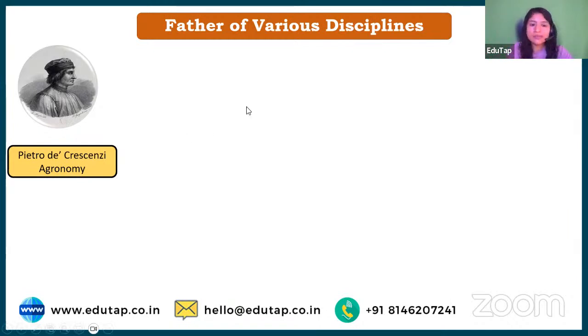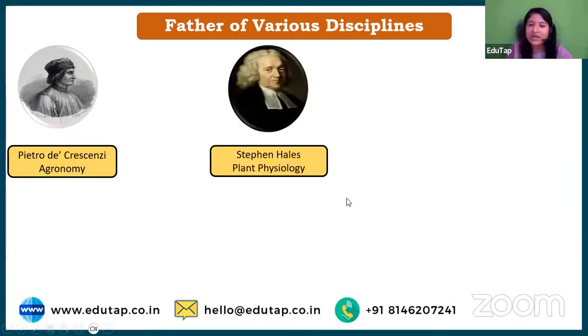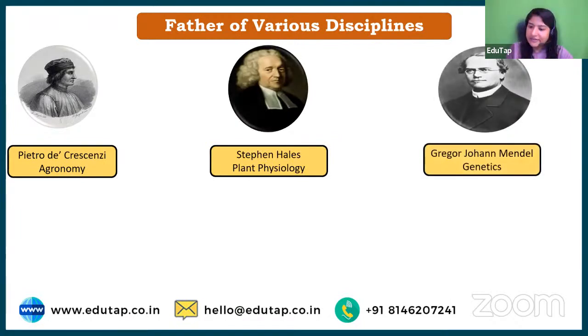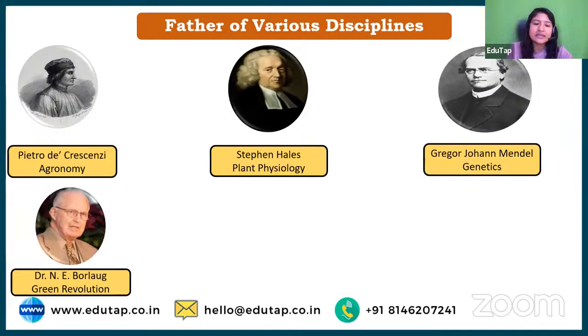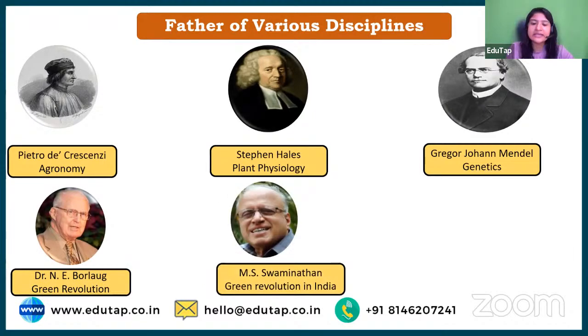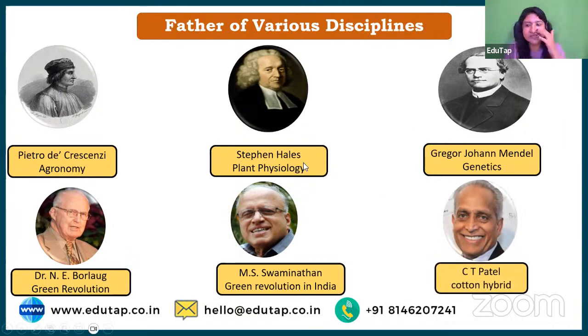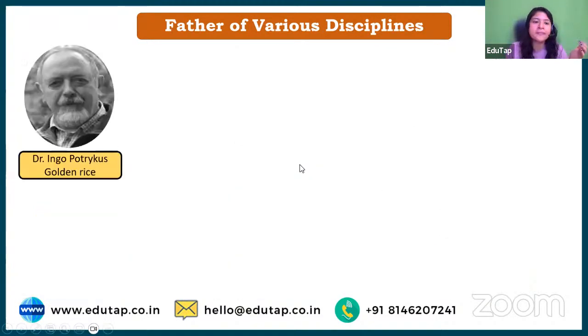For agronomy, Peter de Crescenzi is the father of agronomy. ठीक है, then apart from that we have for plant physiology Stephen Hales. For genetics we have Gregor John Mendel. ठीक है, G.J. Mendel. Then for green revolution we know in the world it is Dr. N.E. Borlaug, Norman E. Borlaug. ठीक है, for in India it is M.S. Swaminathan. ठीक है, then we have C.T. Patel for cotton hybrid.